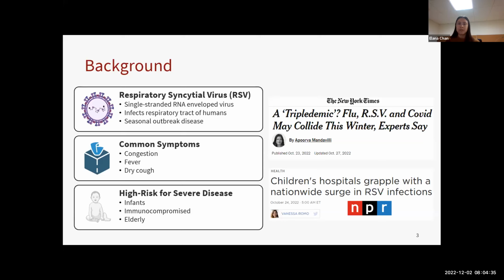Here are two recent news headlines from this past RSV season that show why RSV is especially a concern right now. Experts are currently saying we're experiencing a tripledemic, where we're seeing flu, RSV, and COVID-19 all circulating in our communities at the same time. In addition, you may have also heard that a lot of children's hospitals across the US are seeing a large rise in RSV infections.